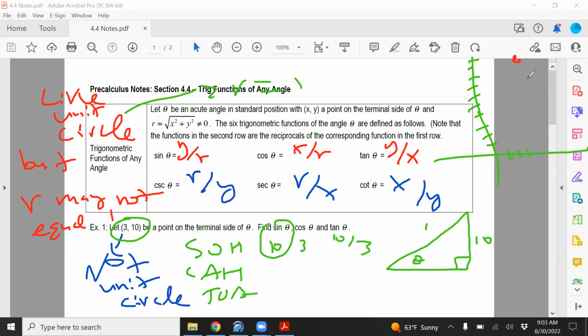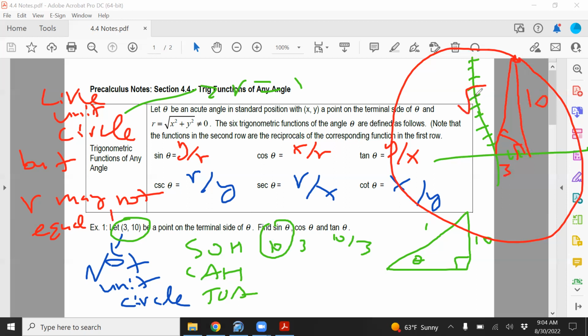If you have 3, 10 as a terminal side, so here's your angle. It looks like this. So the circle is going to look kind of like this then. It's a really big circle. How would I find that radius? That's 3, and that's 10. If I do Pythagorean theorem, that's root 109. Root 109 is not 1. The radius is not 1. So this is not a unit circle.